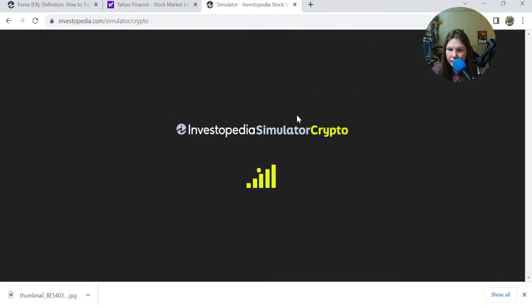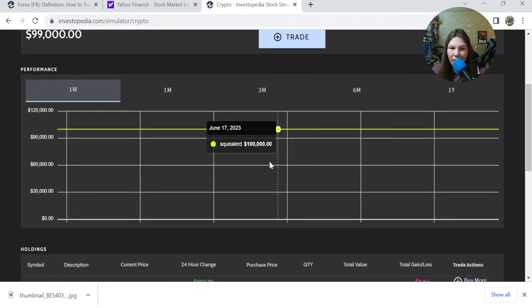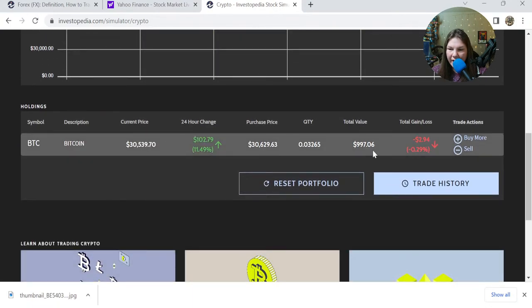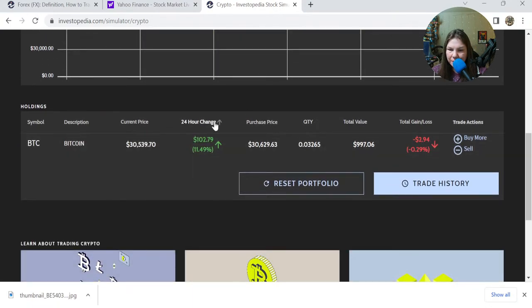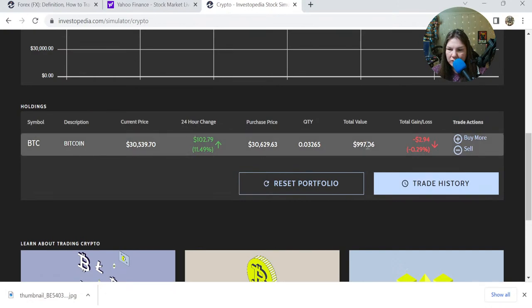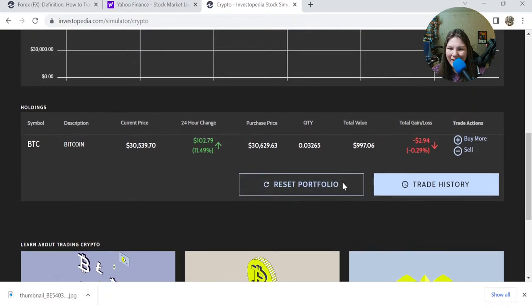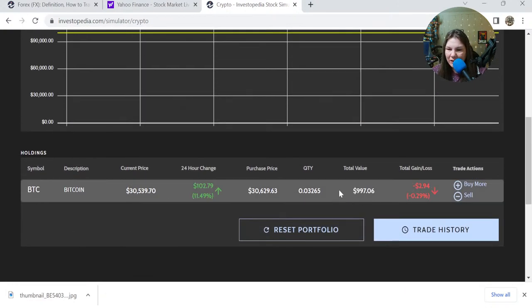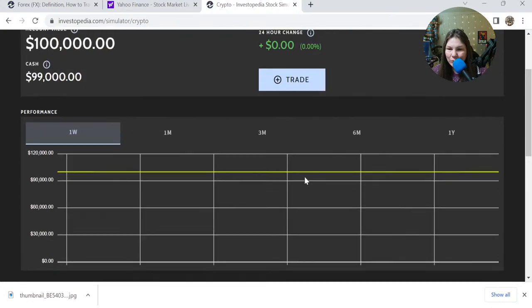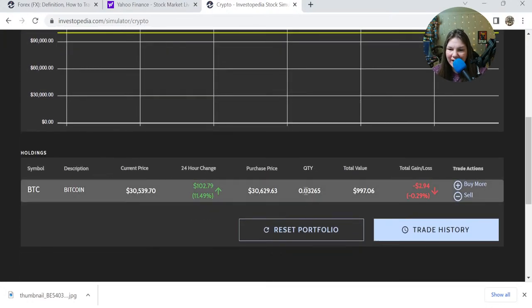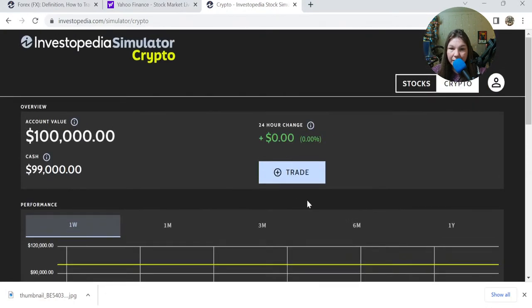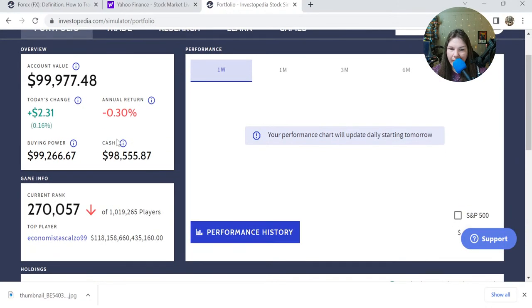Okay. We did it, guys. We are now paper Bitcoin owners. Uh-oh, we already lost. Well, womp, womp, womp. That's okay. We got our Bitcoin. Look at us. We got 0.03265% of a Bitcoin. That's wild. We spent $1,000 and didn't even get a tenth of a Bitcoin. Wow. Okay, so back over to stocks.